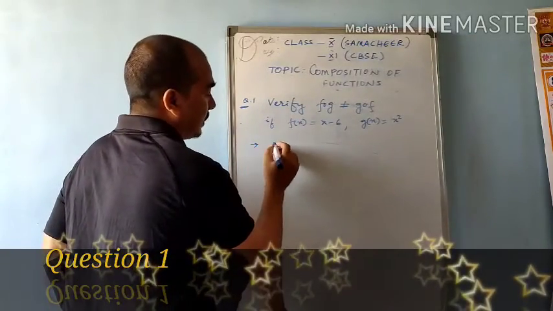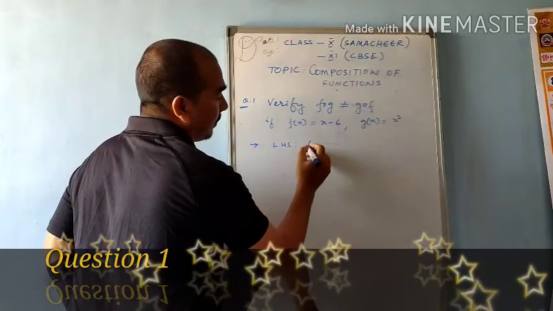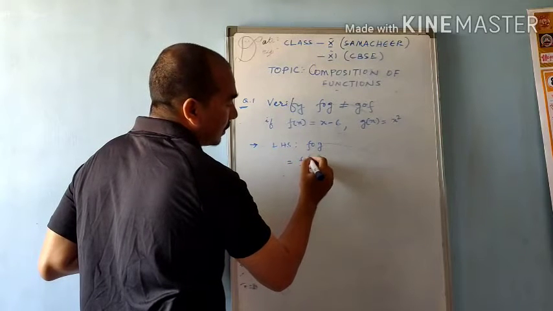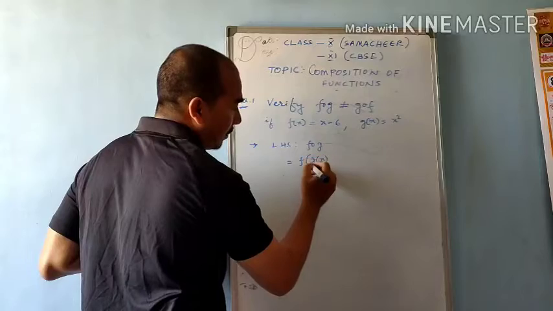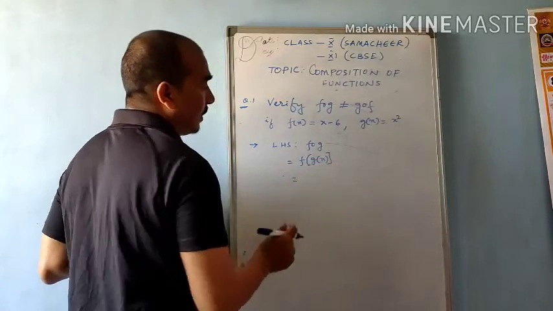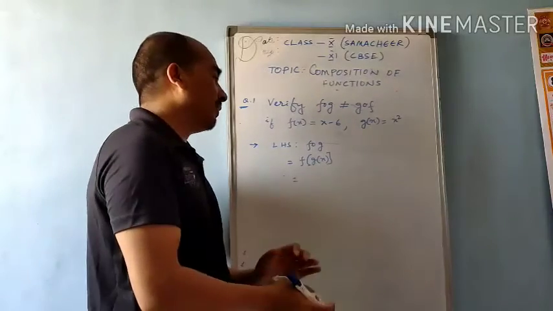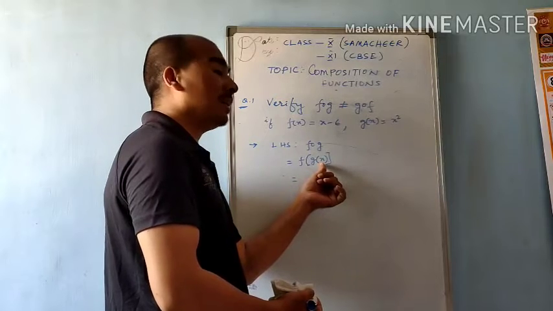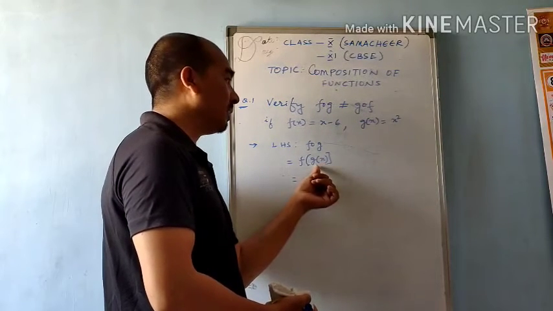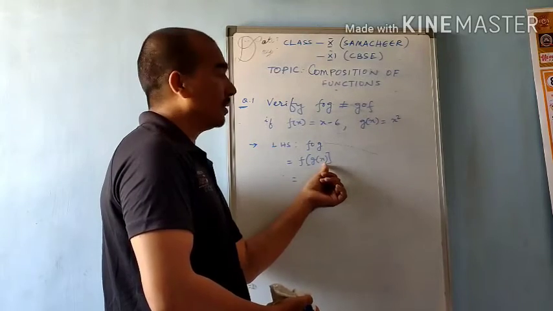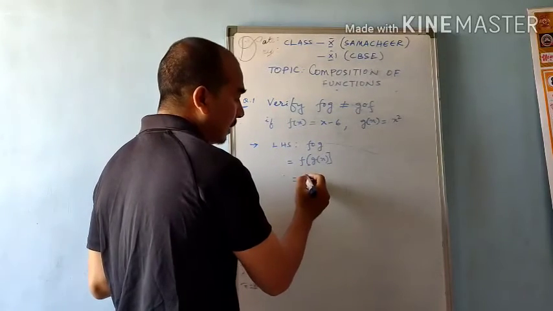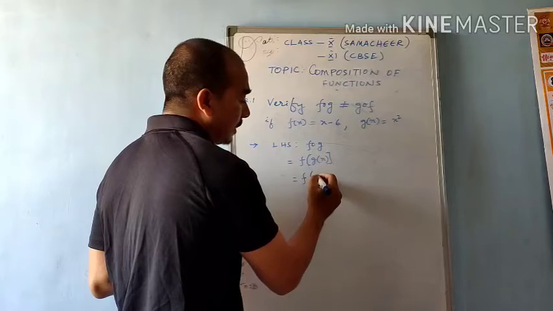So let us see some questions. First, let me find out the left hand side. What is the left hand side? f o g. f o g is nothing but f of g of x. What is the meaning here? The first thing we are going to do is, in the g function we have to fit the x. So what is g of x? x square. g of x is already x square. So f of what will come now? Here, x square.